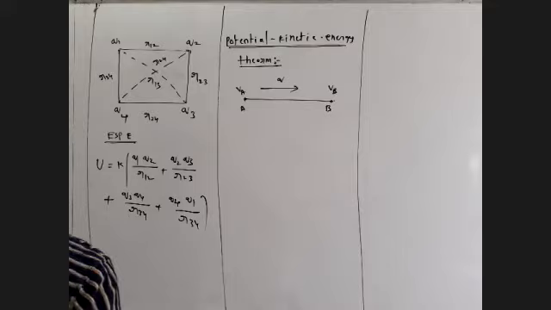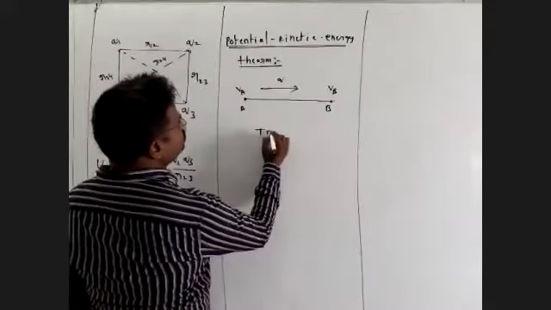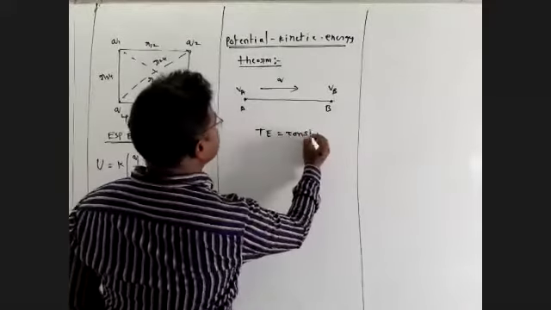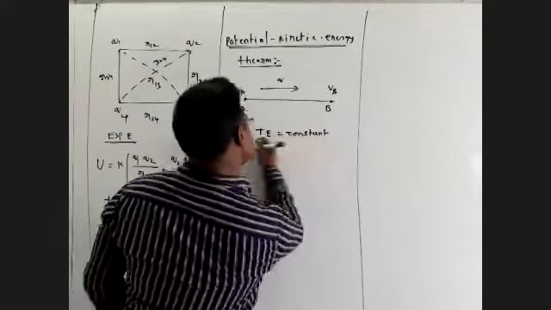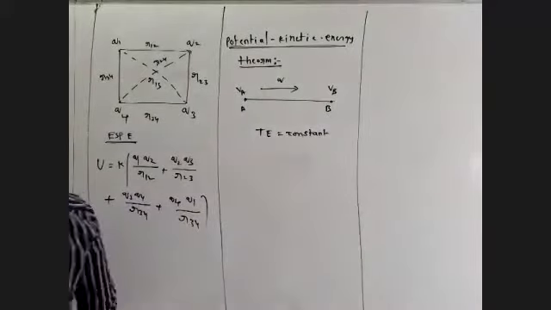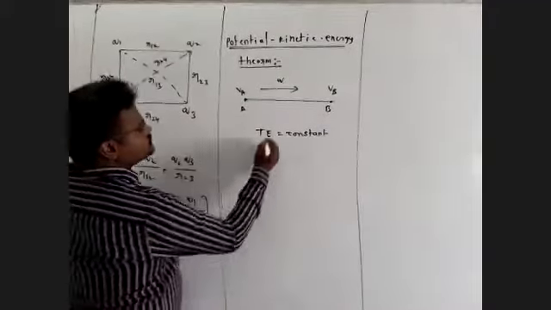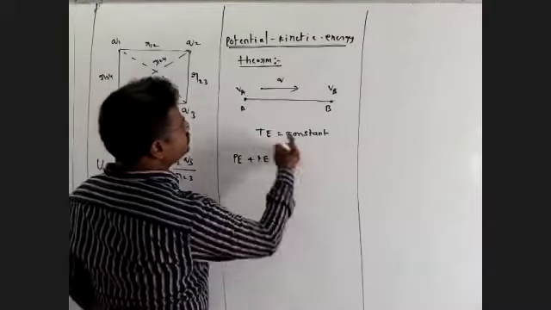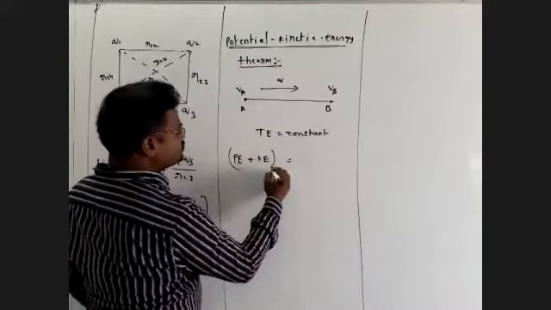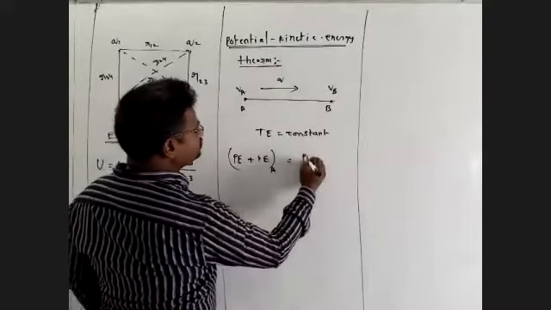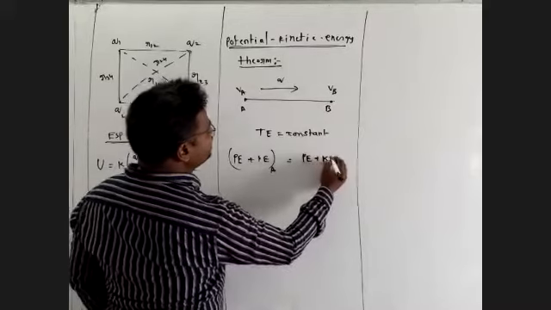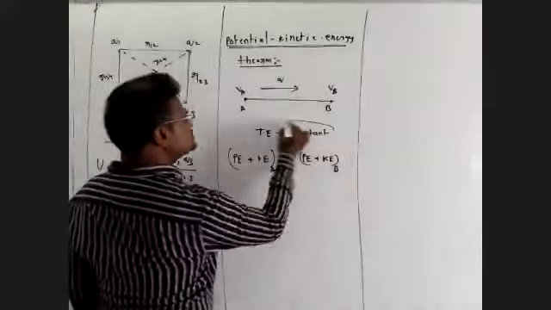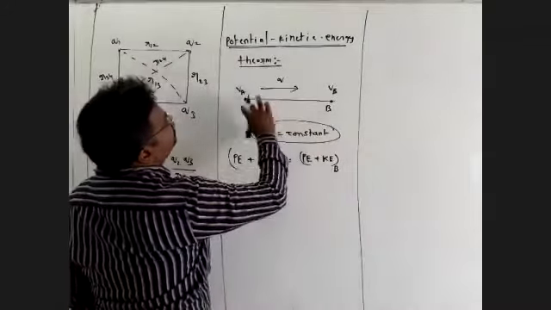Here, total energy is constant. So here total energy means potential energy plus kinetic energy at this A point, and total energy means potential energy plus kinetic energy at the B point. Total energy is constant as the charge is shifting from A to B.